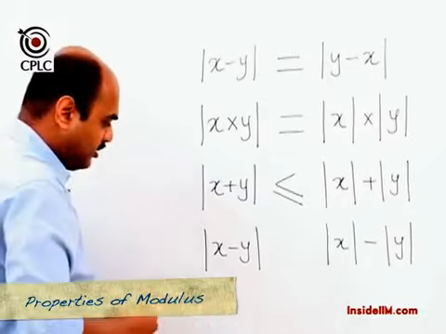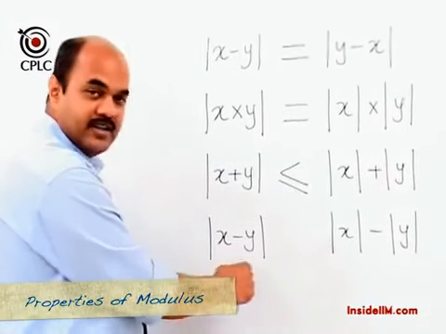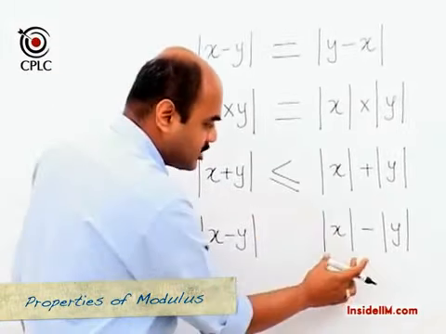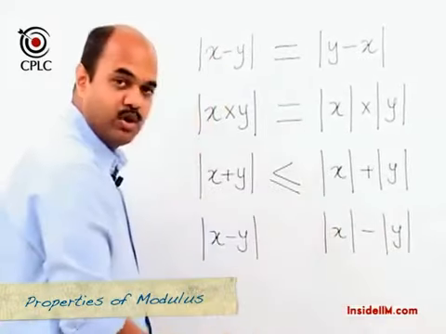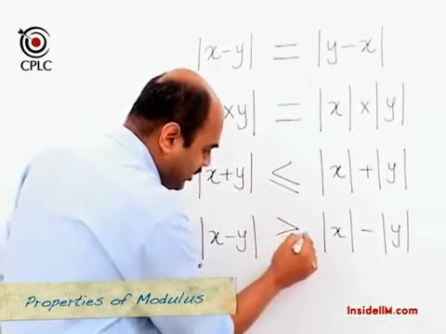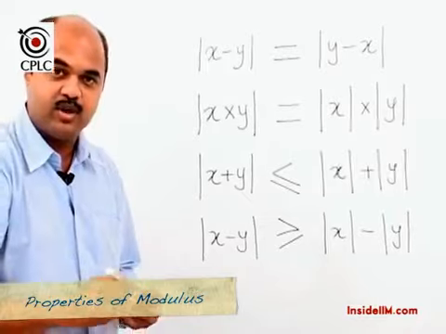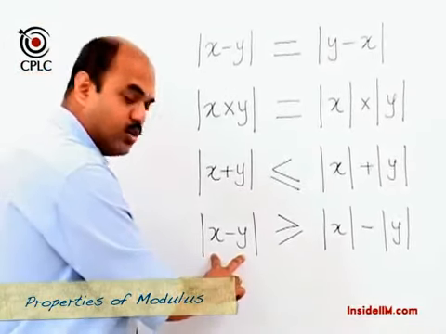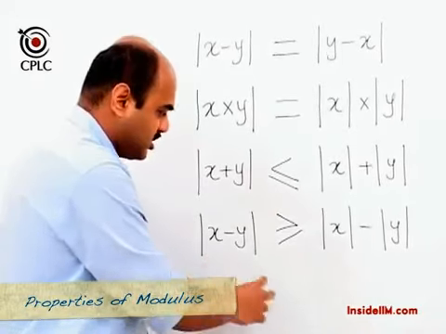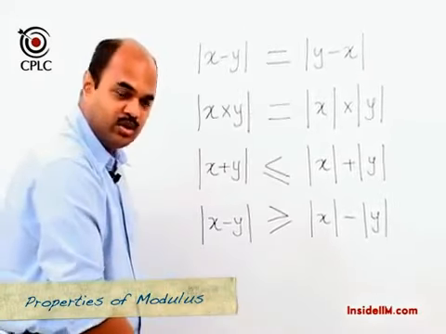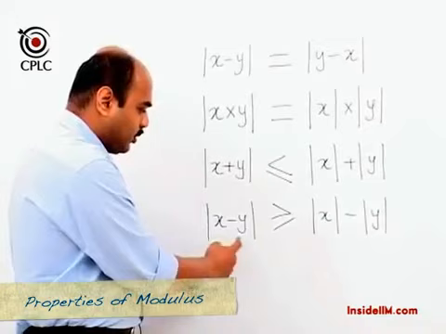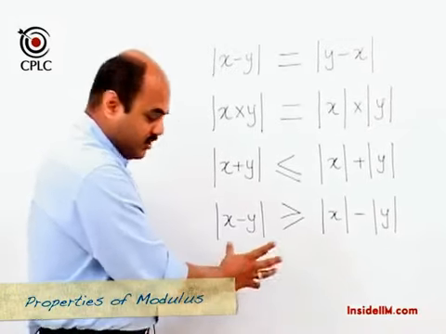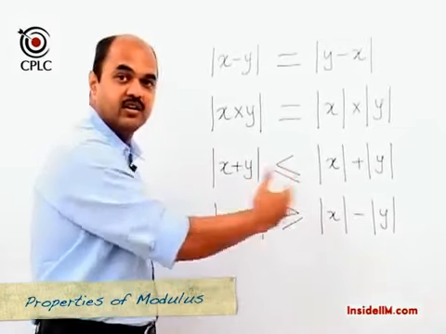Coming to the last one, when we look at mod of x minus y, on the right hand side split up as mod x minus mod y, this would always be greater than or equal to. And we have a similar logic for this. If both x and y are positive numbers, it would always be equal to. If x is positive and y is negative, then the left hand side would be greater than the right hand side.